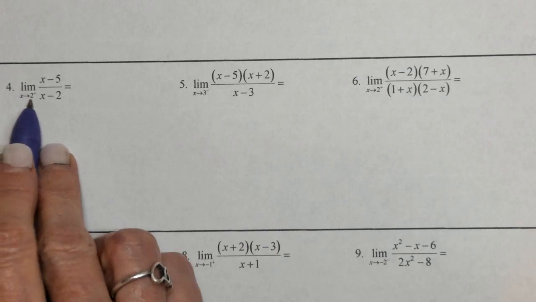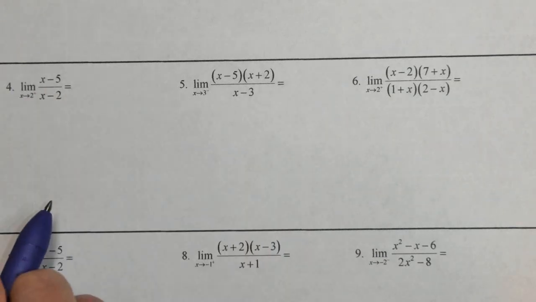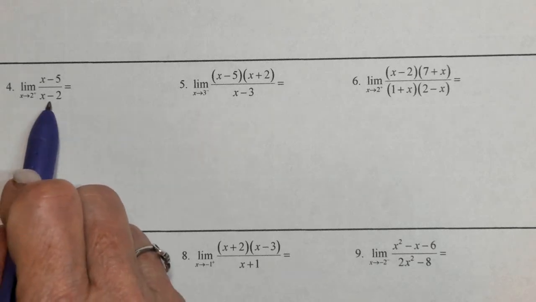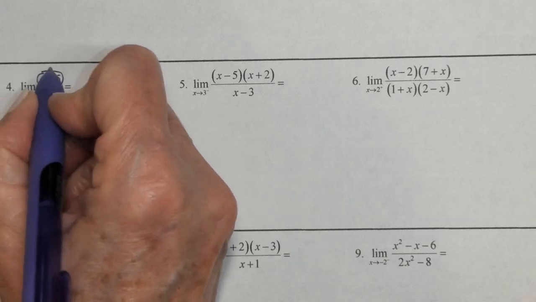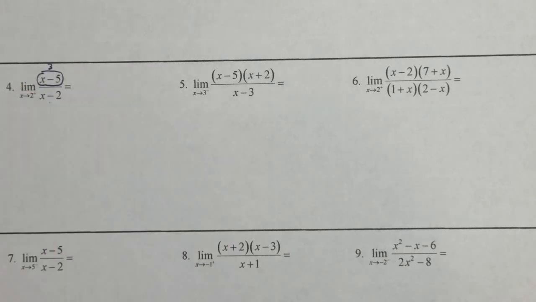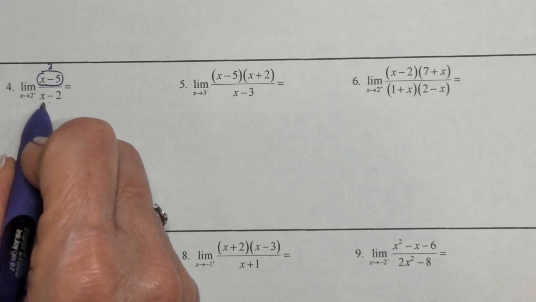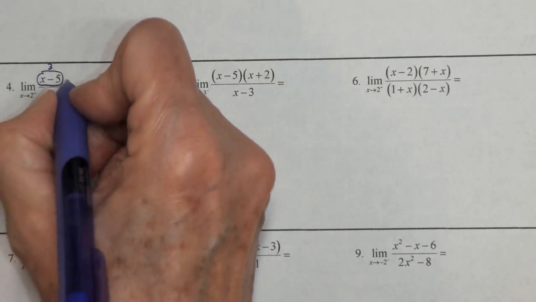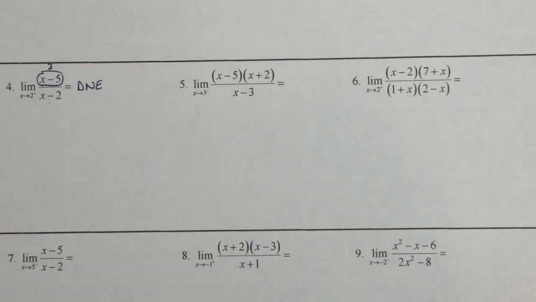Okay, now this time when I plug 2 in, I get 0 on the bottom. Now things have changed. I got 0 on the bottom, so it's not going to be as easy. On top, however, it is easy. I just get a 3. So there's a 3 on top. On the bottom I got a 0, which means that this is going to be DNE.